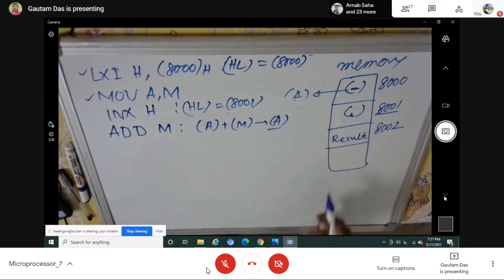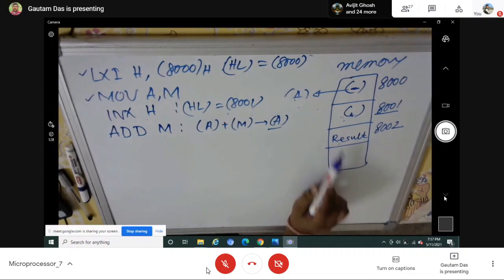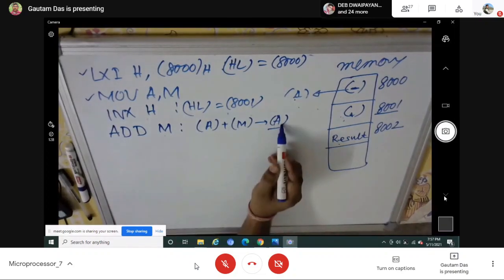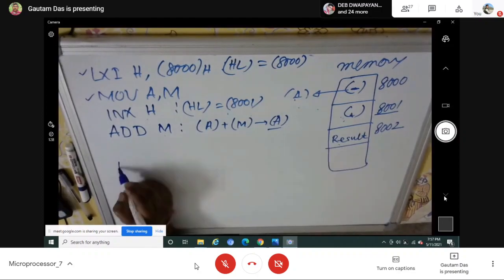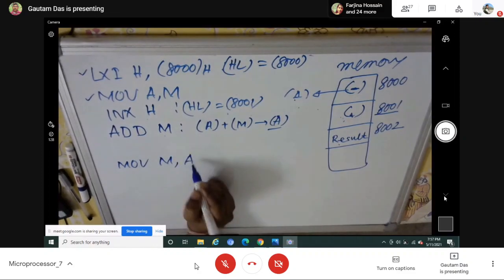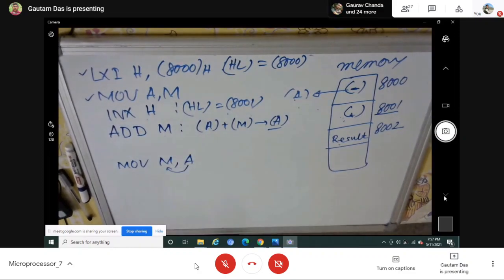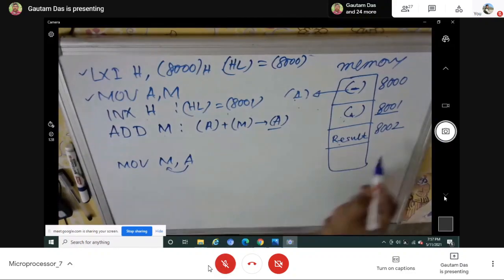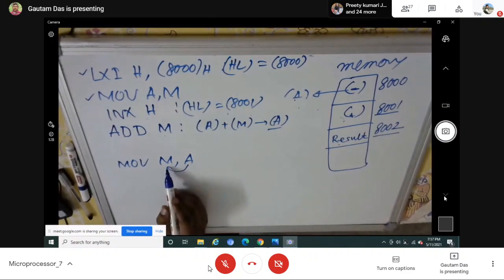But it has been told that you should store the result in memory whose address is 8002. Then you want to move the content of the accumulator to memory. So you know the instruction which is available to do that: MOV M, A. Accumulator content will be moved into memory. But what is the address of this memory? It must be there in the HL before this instruction.